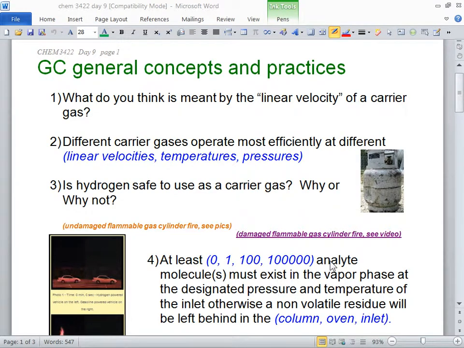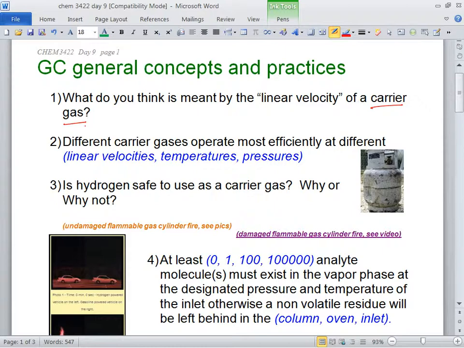What do you think is meant by the linear velocity of a carrier gas? What's a carrier gas? What is that? So we're talking about gas chromatography. The carrier gas is probably the what phase? The mobile phase. And then linear velocity, Mel, is probably just what? Going straight to the column. Yeah, it's flow rate. It's speed, right? So many meters per second or centimeters per second.